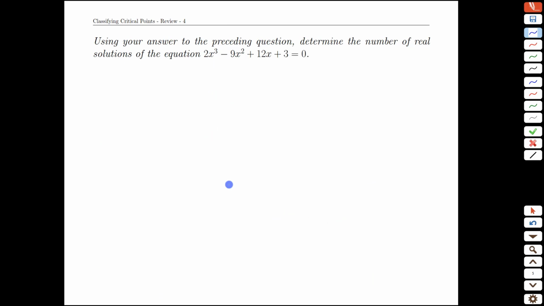Now, in this page we're asked to determine the number of real solutions to the equation 2x cubed, etc. Notice that this is f of x. This is our original function.